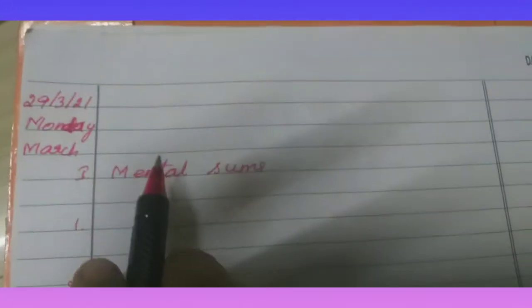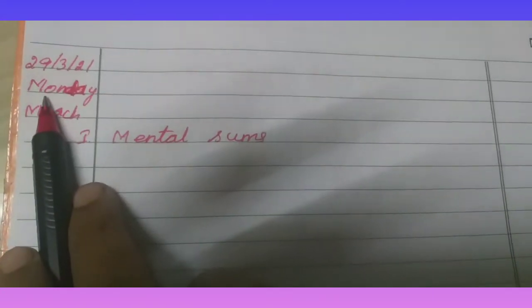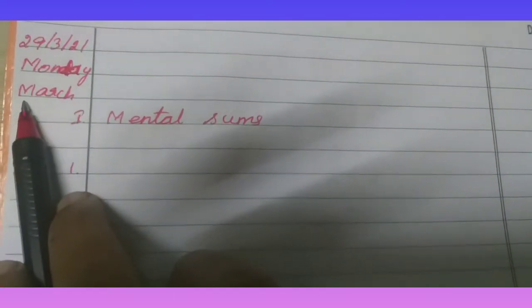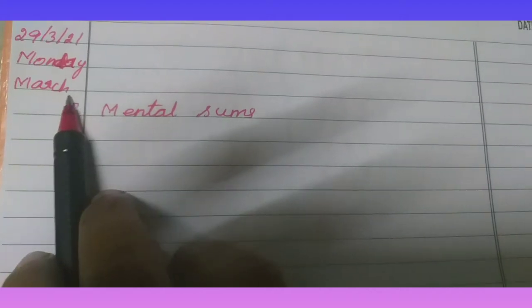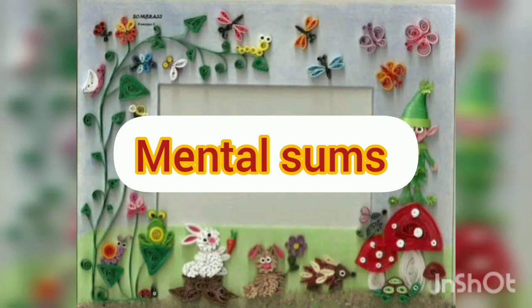Take down your maths classwork note and write today's date, 29/3/21, Monday, and the month is March. First, write the heading mental sums and write one. Students, all of you start to write the mental sums.